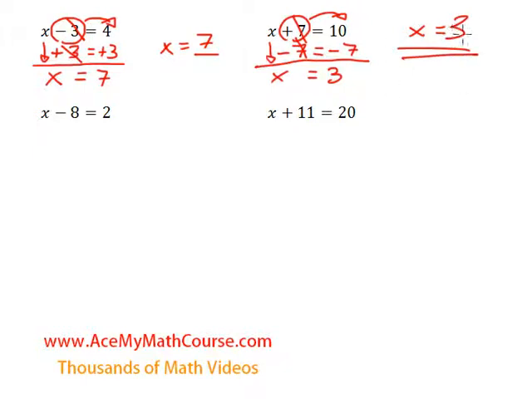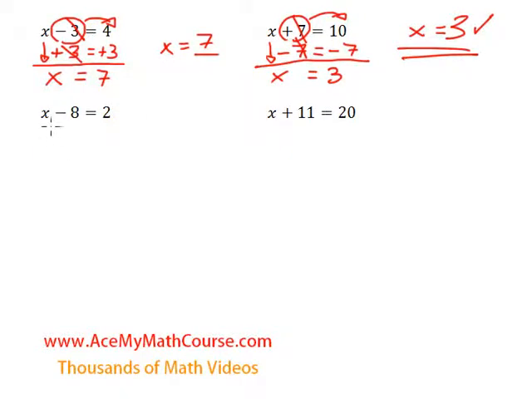And if you decided to check, you can plug the 3 back in for x. 3 plus 7 is 10. 10 is equal to 10, so that is correct. You could try the 7 as well if you wanted. 7 minus 3 is equal to 4.